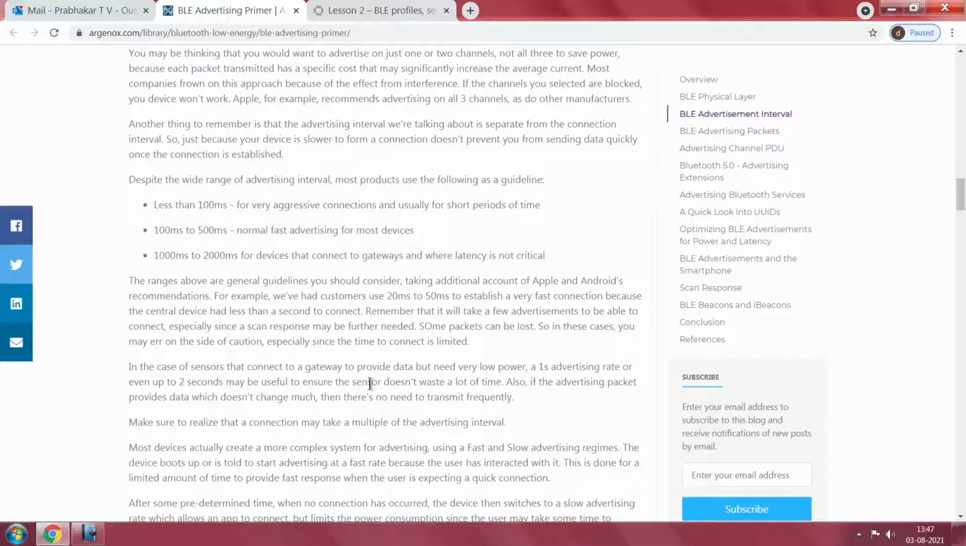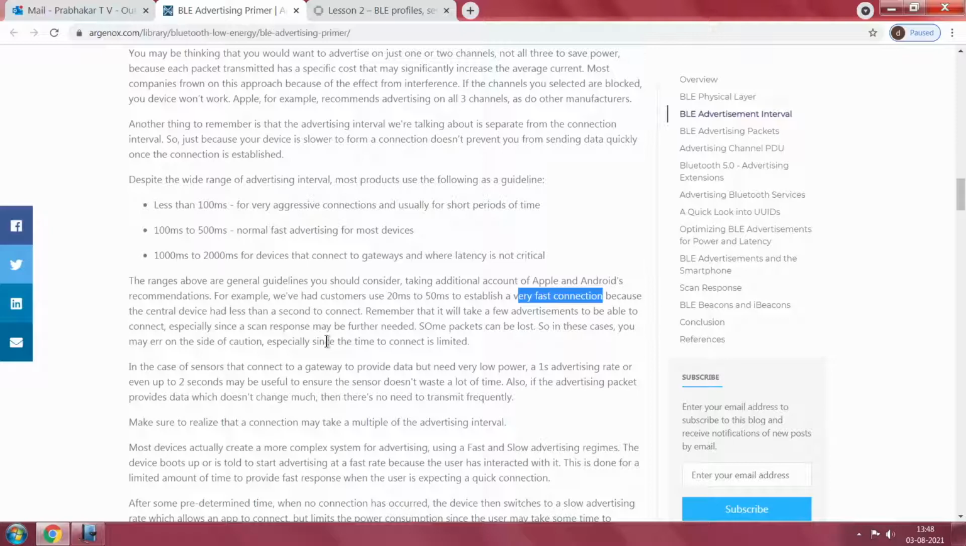Okay, then he goes on to give an example of customers who use 20 milliseconds to 50 milliseconds, which is essentially that very aggressive setting to establish a very fast connection. That is right, you can do a fast connection because of this, but he also says that it will take a few advertisements to be able to connect, especially since a scan response may be further needed. I will explain that in a few minutes. It is also possible that some packets may be lost.